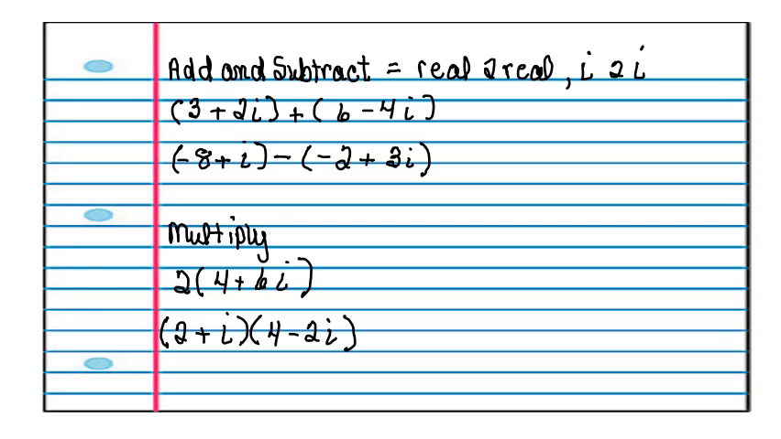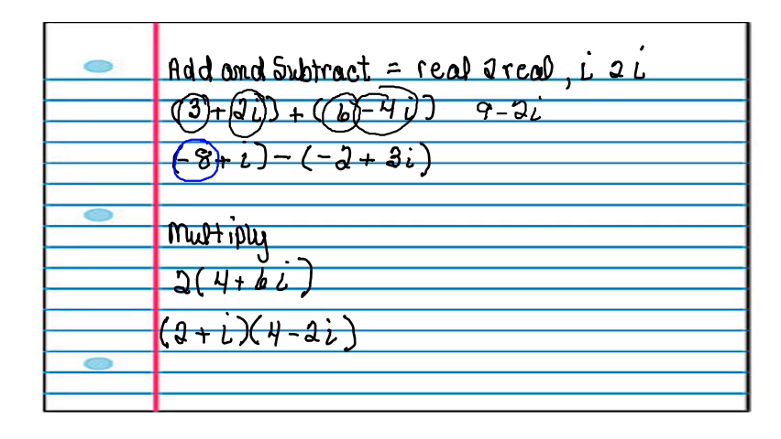Alright, so we're going to add the first two together. Let me get a fun color. Here we go. And I, again, am going to go real to real. So we have the 3 plus the 6 gives us a positive 9. And then we have the 2i plus a -4i, means we have -2i. That wasn't a pretty color.